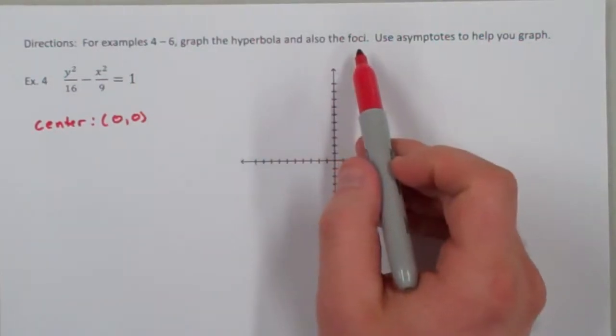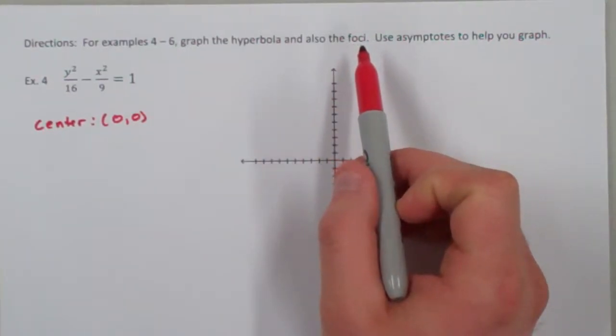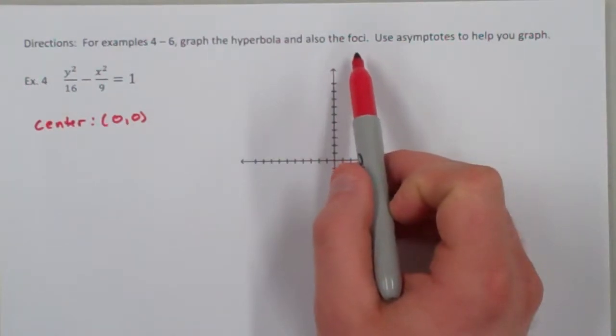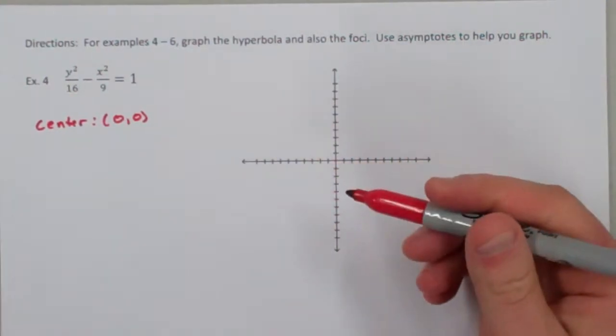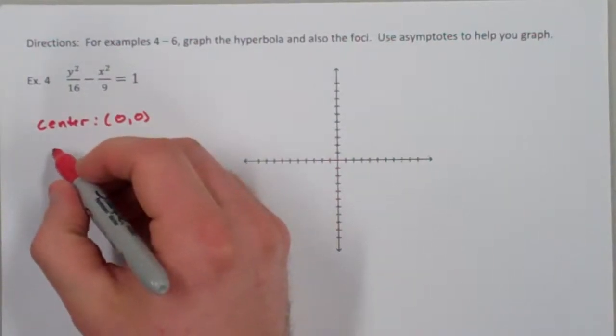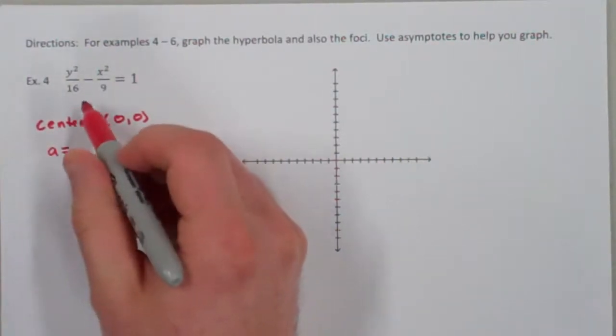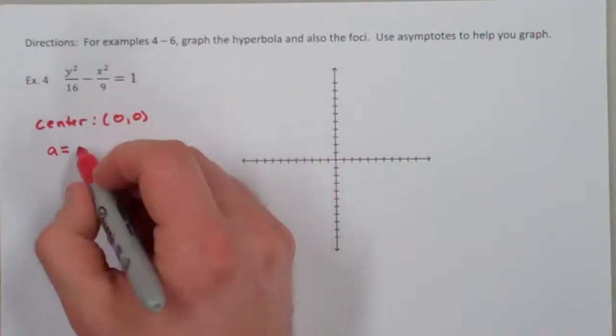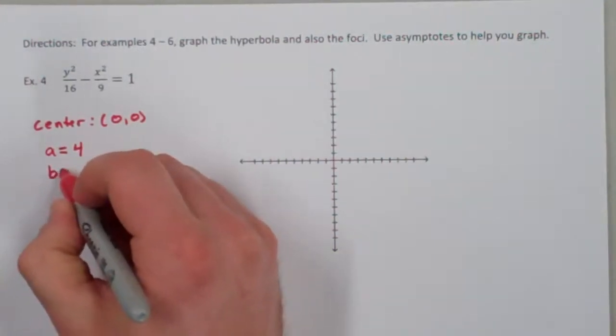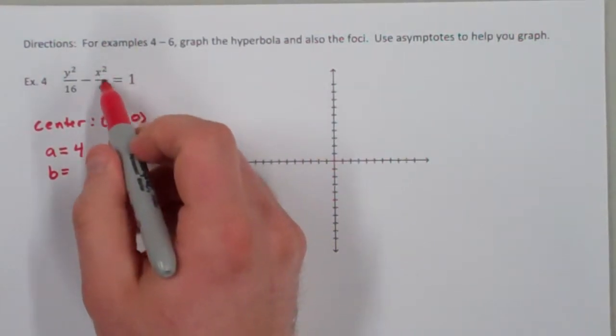If you don't have to find the foci, you actually don't have to find C, I guess, to be able to graph it, but it's kind of nice to be able to do that. And then we're going to use asymptotes totally to help us to graph this thing. So A is just going to be the square root of whatever is underneath the first term, so that would be 4. B is the square root of whatever is underneath the second term.